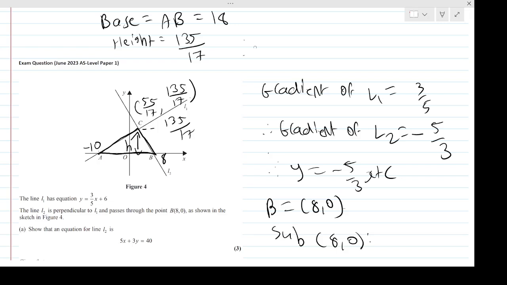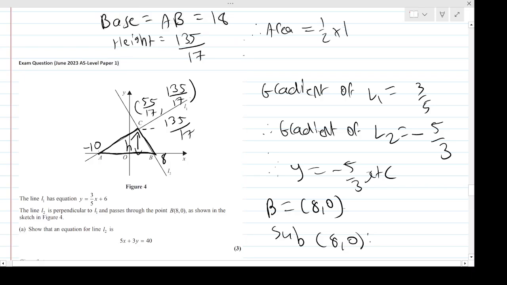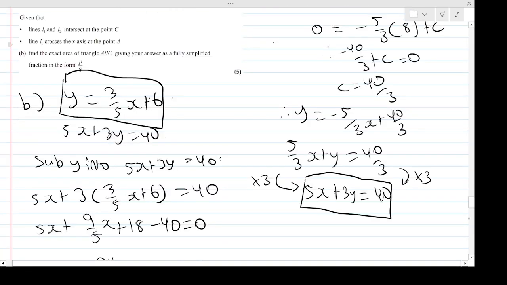Therefore the area of the triangle is a half times base of 18 times height, 135 over 17. Put that in your calculator: half times 18 times 135 over 17. You get 1215 over 17. There we are. And again, you call it units squared if you wish. Well, there we are. That's the area.